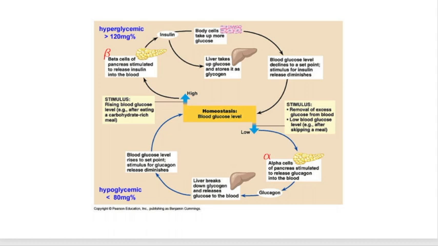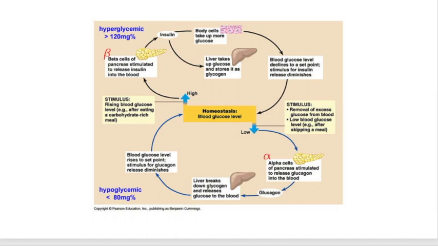Vice versa, if we have low blood glucose levels, then the alpha cells are going to release glucagon. Glucagon goes to the liver, breaks down glycogen, releases it into the system, and then that gives us increased blood glucose levels going back up to normal, and the response for glucagon then diminishes for that feedback system, and we get homeostasis again.